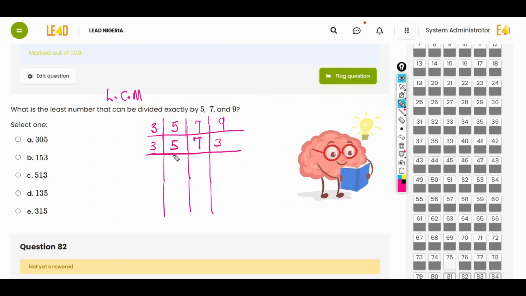Next, 3 in 5 doesn't work, we put down 5. 3 in 7 doesn't work, we put down 7. 3 in 3 is 1. Next, we can work with 5. We have 1, 7, 1. And then finally 7 would have 1, 1, 1.